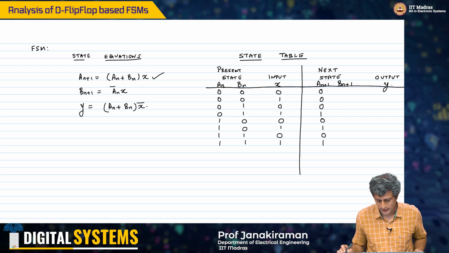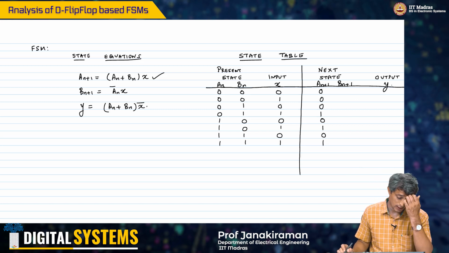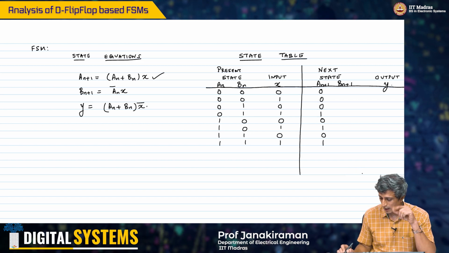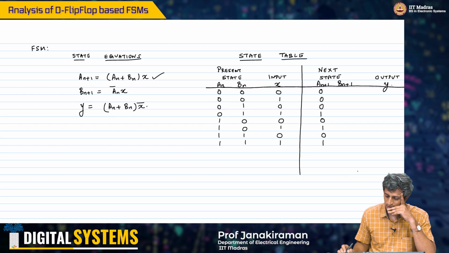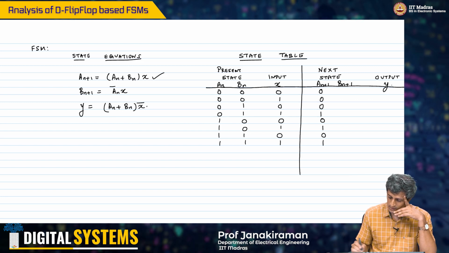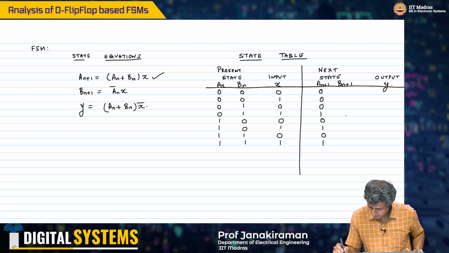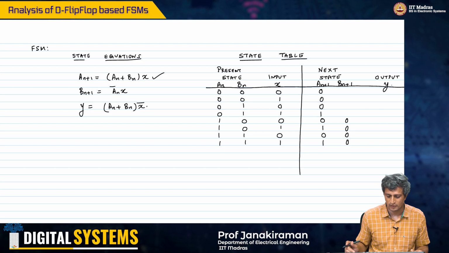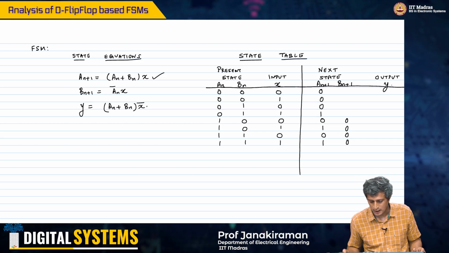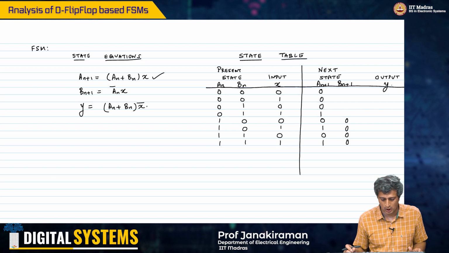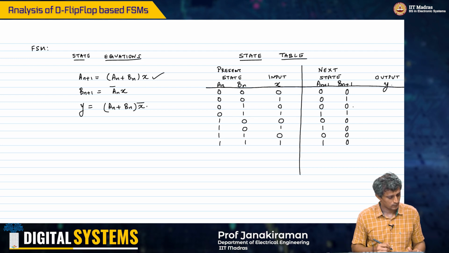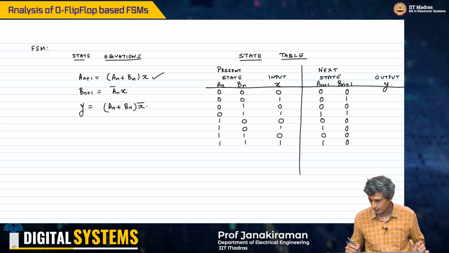Likewise, what I have to look at for Bn plus 1 is simply An bar into X. All these are ones, so An bar is just 0. I don't even have to worry, because An bar is straight away 0 in the bottom half. Then I look at the top half only, so this will be 0 1 0 1.